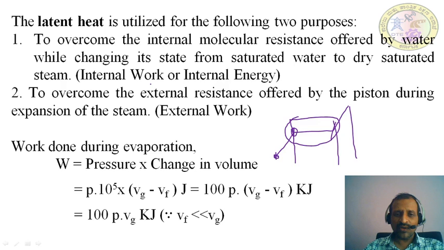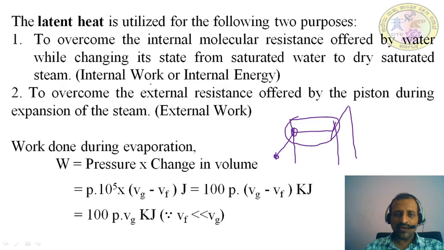Then what is the amount of work done? Work done, W, is equal to pressure into change in volume, that is P into dV. This you have studied in basic thermal engineering, that is work done, right? Work done is pressure into change in the volume. Here P is pressure.